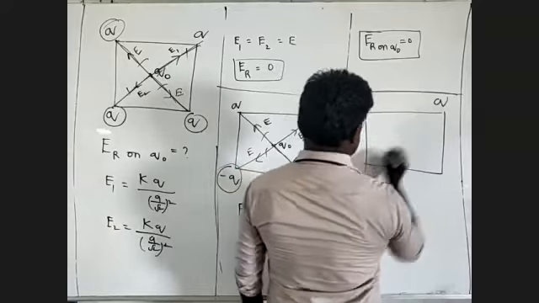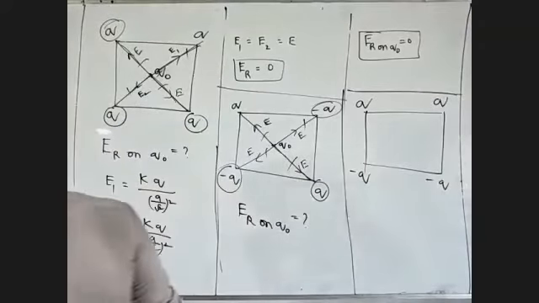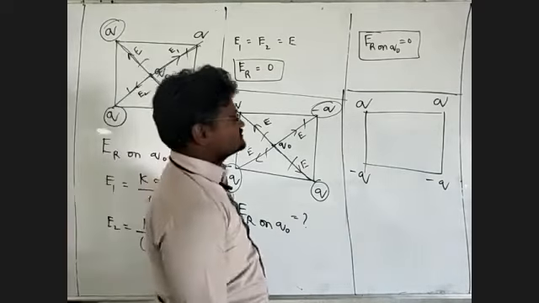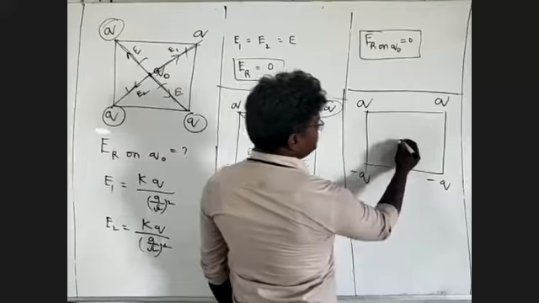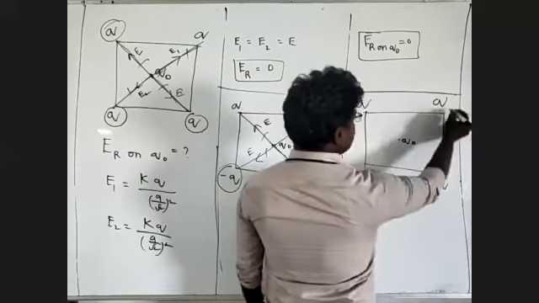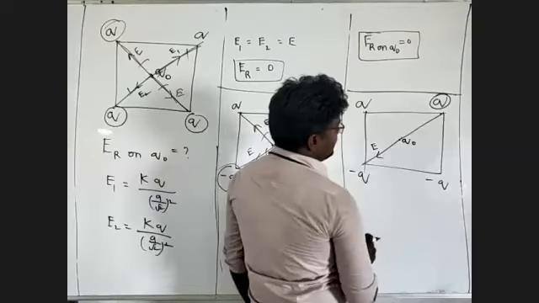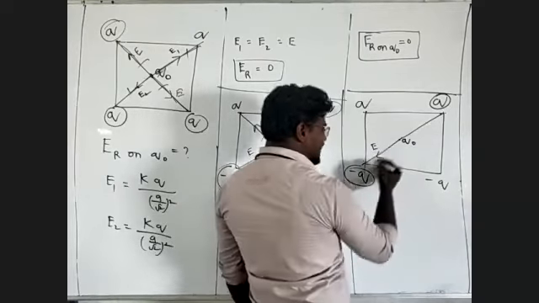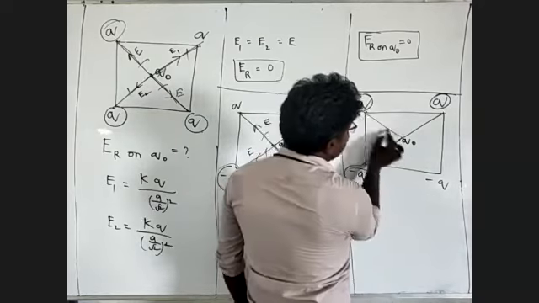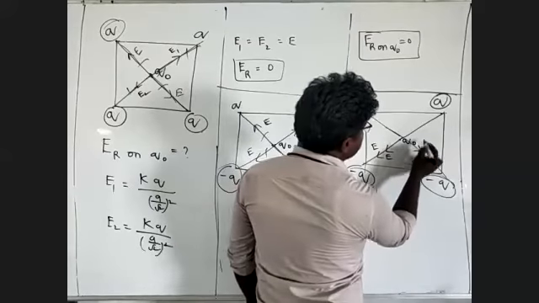Positive charge, negative charge, negative charge, negative charge. Now your answer. This is Q naught. This Q will repel the charges in this direction, that is E. Now this minus Q also attracts the charges in this direction, E. Now this is Q. This Q also repels in this direction, that is E. This negative charge also attracts this Q in this direction.